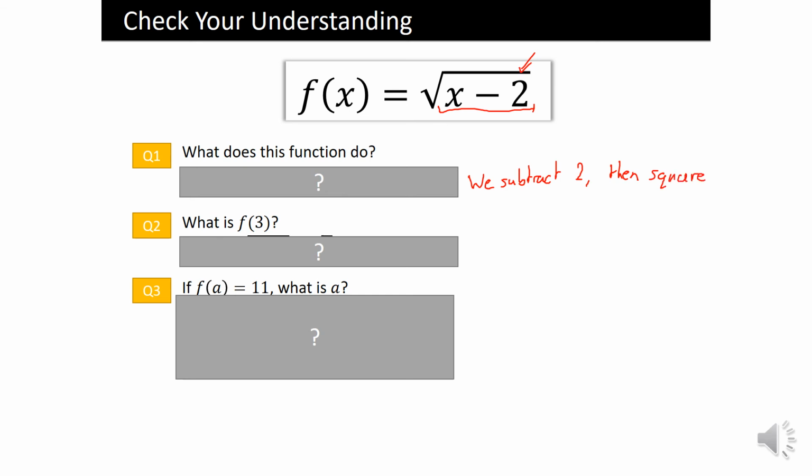And you can tell it's that order because this is inside the square root. So we do the minus 2 first, then square root. So you can see again like a function machine, step 1, step 2. What is f of 3?